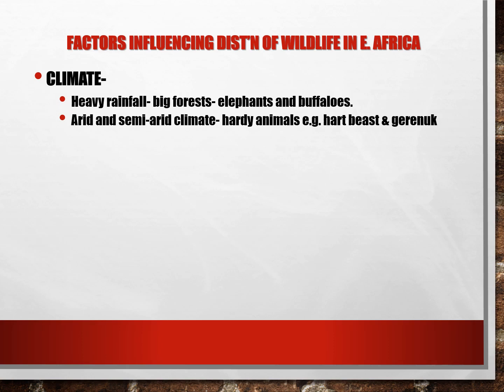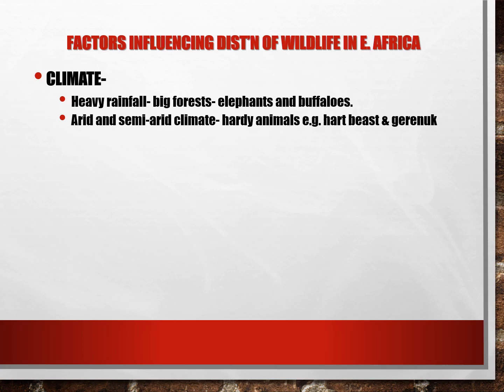So climate will influence the distribution of wildlife in two ways. One, areas that receive heavy or high rainfall. High is the right term. Areas that receive high rainfall will tend to be forested, and forested areas will attract some kinds of animals. Heavy browsers like elephants and buffaloes. These are animals that eat a lot of foliage, so they will need to be in areas that are heavily forested. So you will find these kinds of animals in areas that receive high rainfall and therefore have large forests.